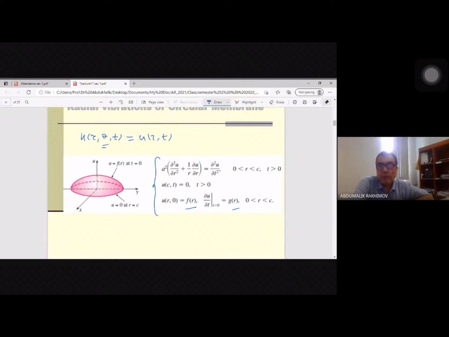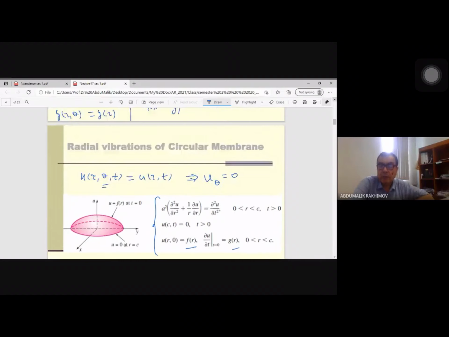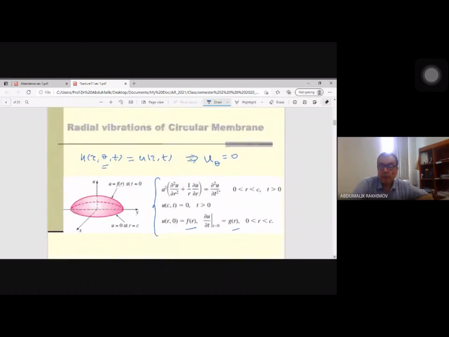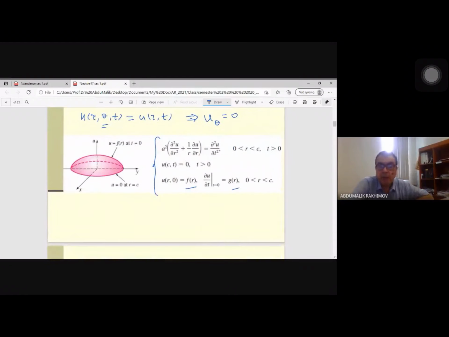So independent from theta, it's clear that u_theta is equal to 0, because u is independent from theta, then its derivative with respect to theta is equal to 0, and the second derivative will be 0. Then you don't have this term, and it will be u_rr plus 1 over r u_r. I'm writing here. Okay, so this will be our problem. This vibration we will call radial vibrations.